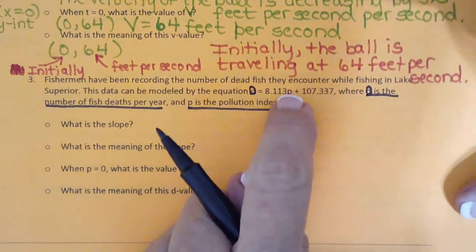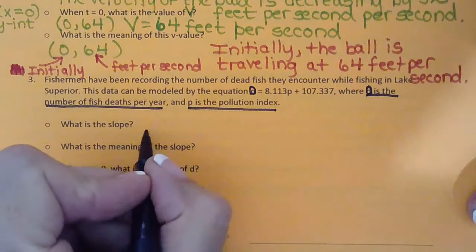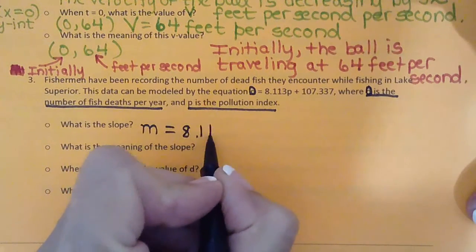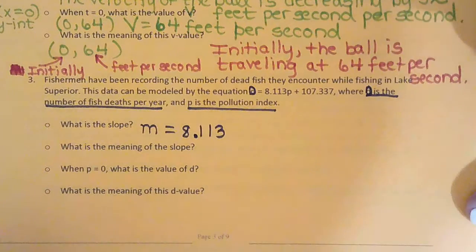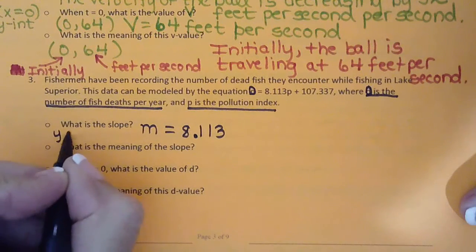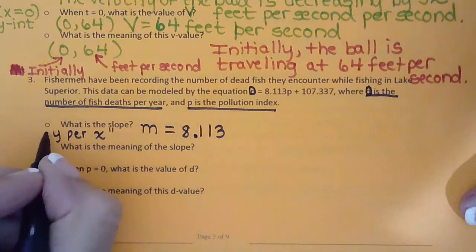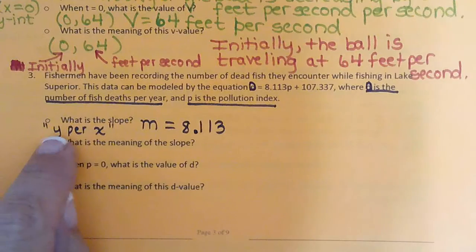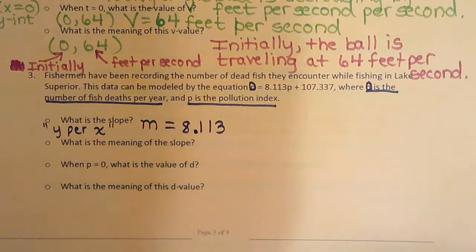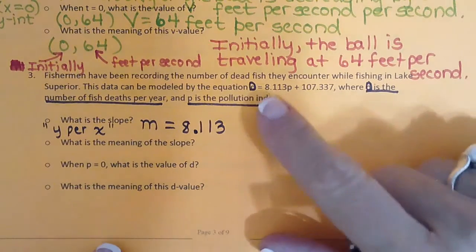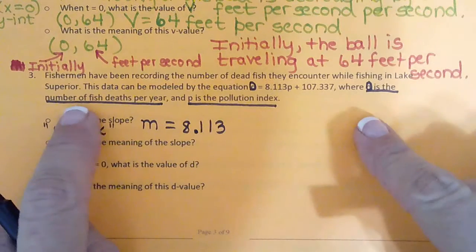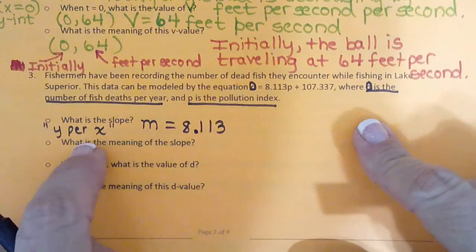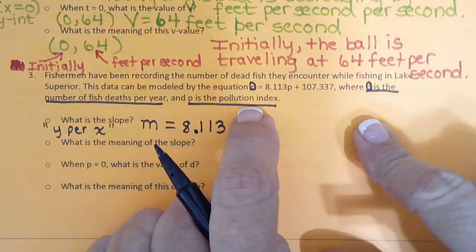So what is the slope? It's always the number in front of the variable. So it's 8.113. And remember, we have to use y per x when we label slope. Because otherwise, if you just write that, you'll have no idea what that means. But if you write the y per x on it, then all of a sudden it comes to life and you're like, oh, I know what that means. So y is our d. So that would be number of fish deaths or fish deaths per year per pollution increase in the pollution index.